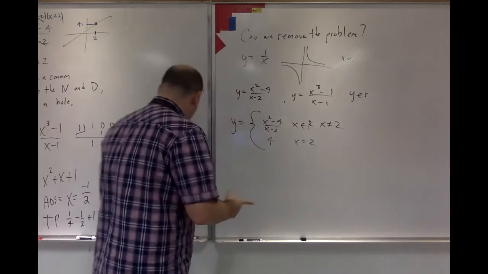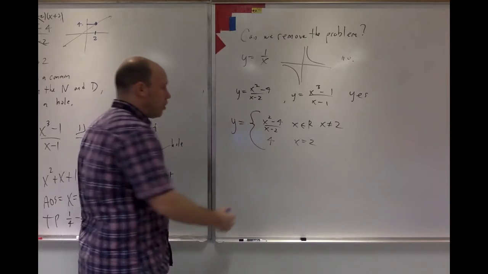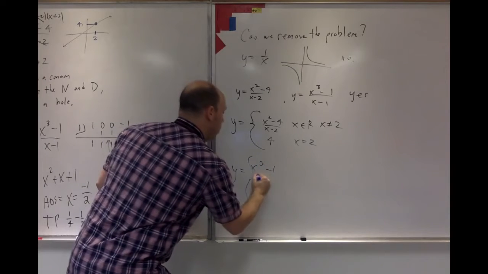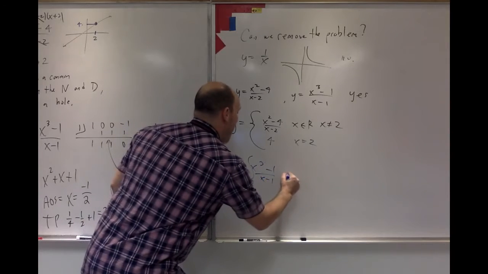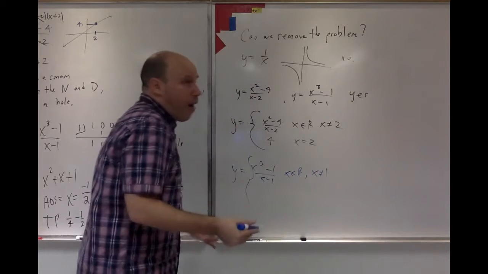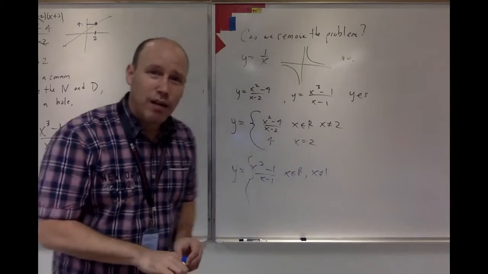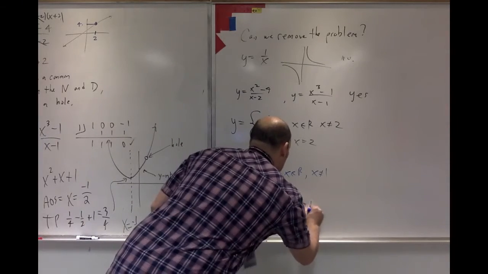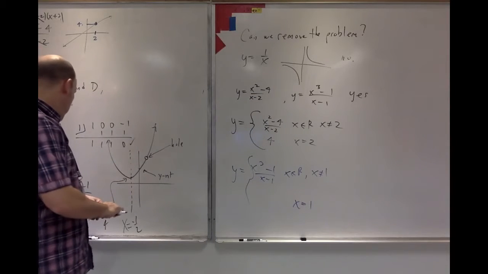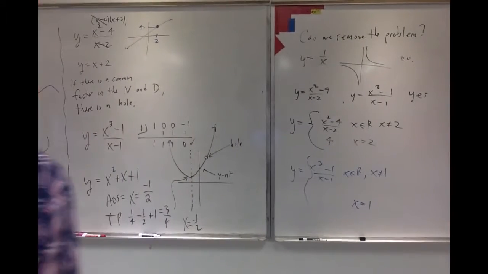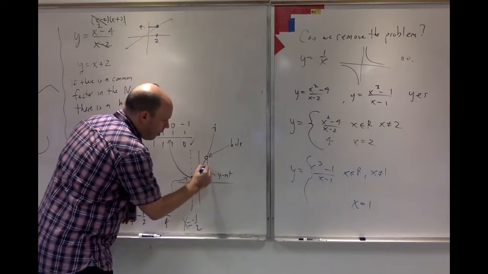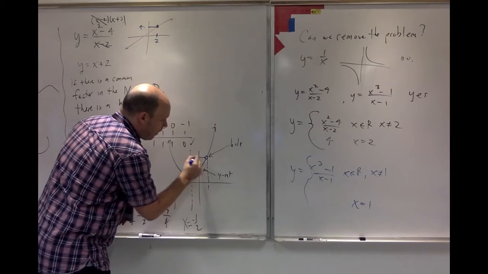Let's continue. What do you think about the next function? y equals x cubed minus 1 over x minus 1 when x is real and x is not 1. Well, I want to remove that discontinuity. What do you think should go back in? What was the equation of my parabola? x squared plus x plus 1. At 1, the function would be 3.